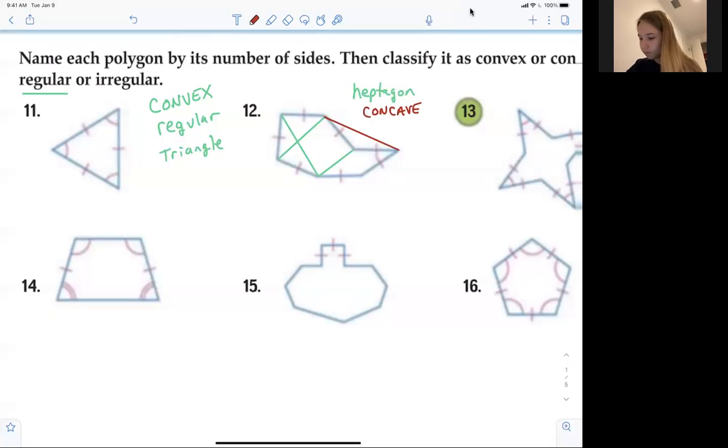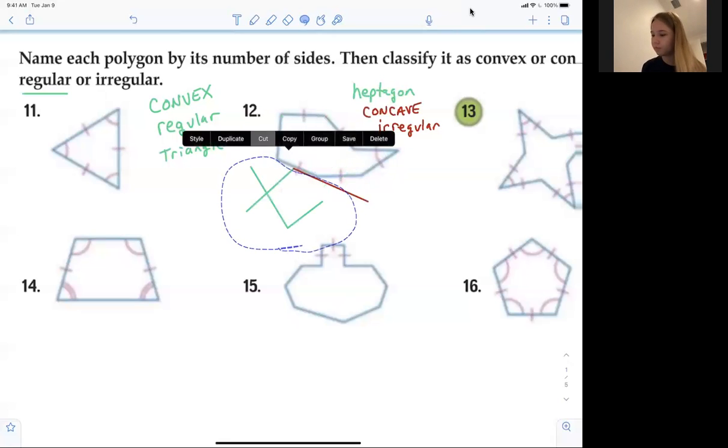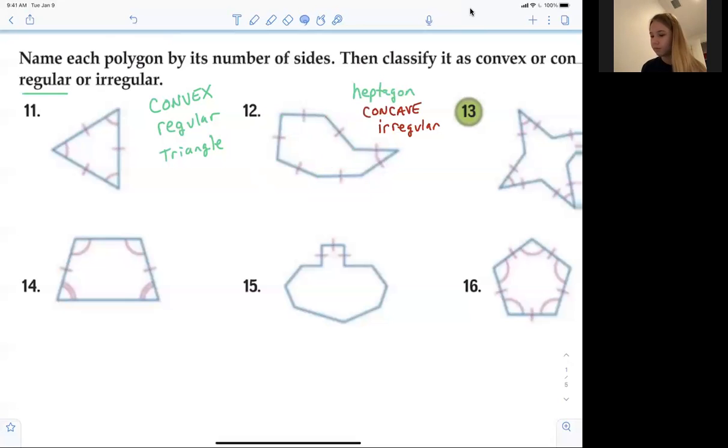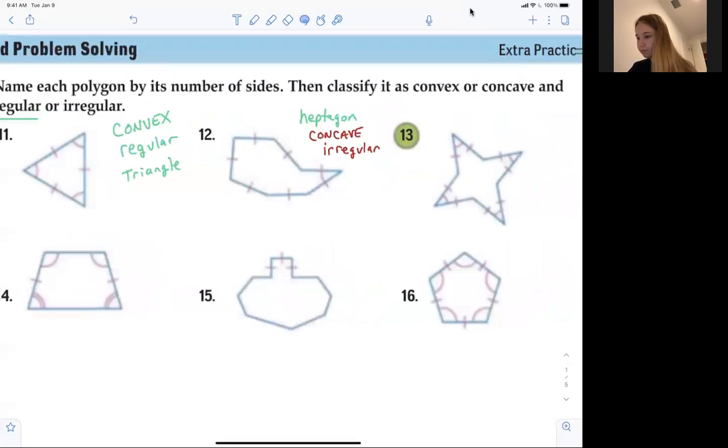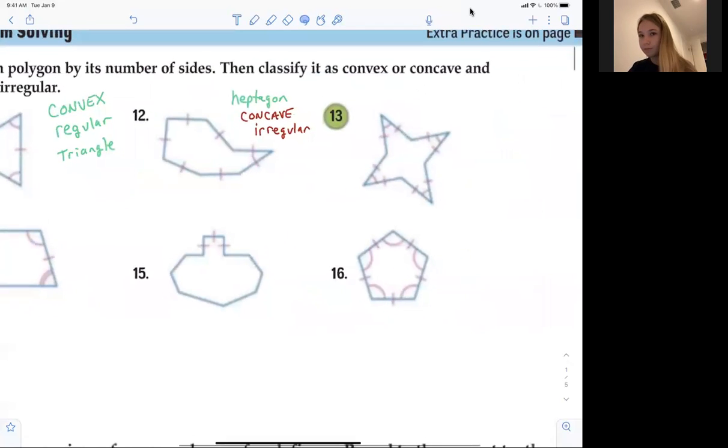And is it regular or irregular? It is definitely irregular. Now, remember, you are regular if all of your angles are congruent and all of your sides are congruent. So in this figure right here, notice all the sides are congruent. Is everybody with me? But is it regular? No, because the angles are not. All right, very easy.